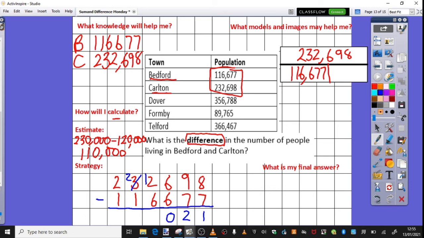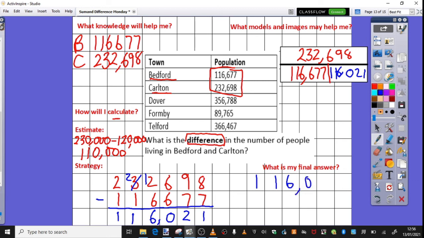Exchange there. Okay. If you feel a little bit stuck on any of your methods this week, remember you can have a little look back to last week. So I've got my answer of 116,021, and looking at my rough estimate, I was looking for around the 110 mark. That seems like that will be my final answer there.